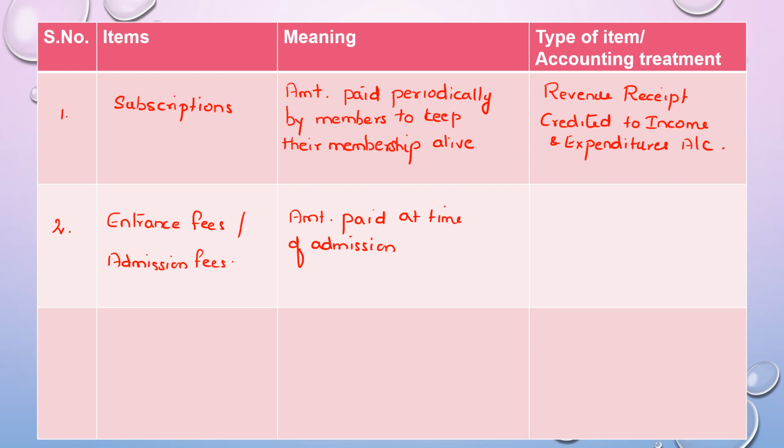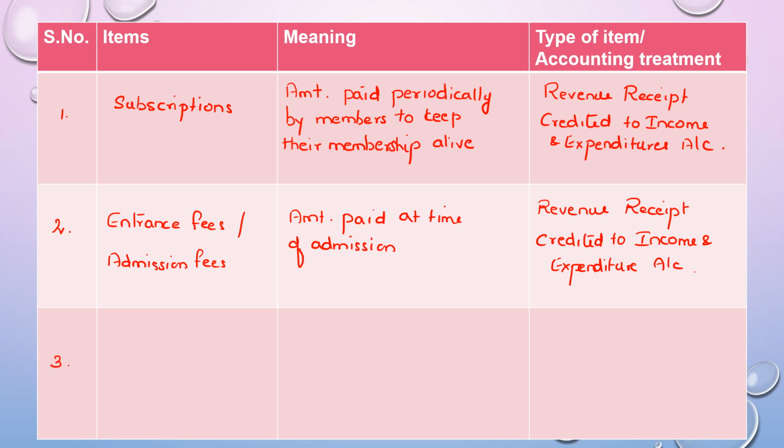Now, what type of item is this? This is also a revenue receipt. Means it is also available to be used for the purpose of meeting the routine expenditures of an NPO. And so, where would we find this? We would be crediting this item also to the income and expenditure account and charging the routine expenditures against it. This is also one of the sources of fund for meeting the routine expenditures of an NPO.